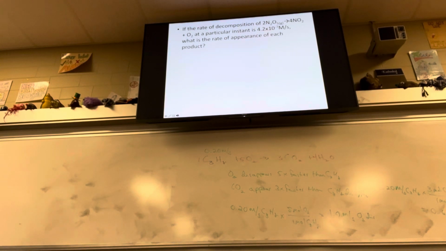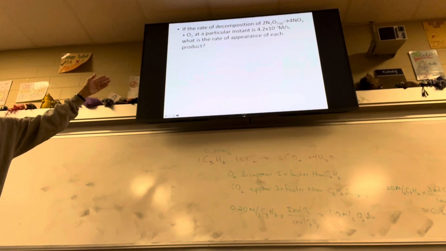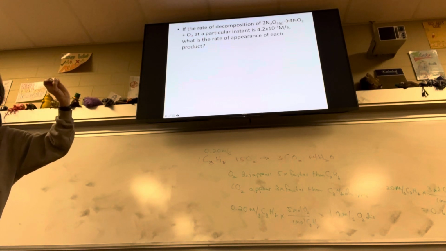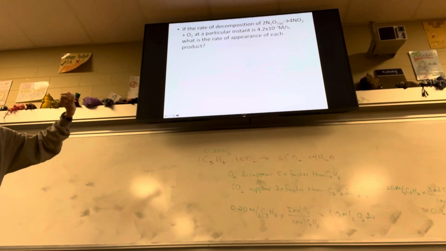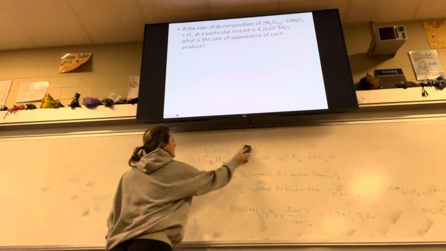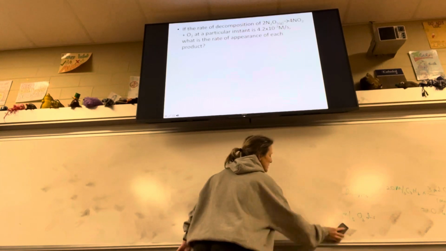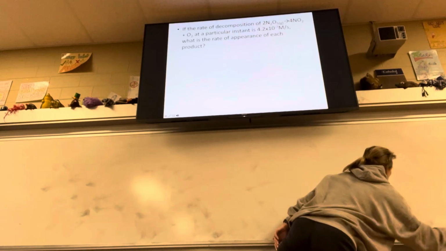So here we have decomposition of N2O5 forming NO2 and oxygen, and it has an instantaneous rate of 4.2 times 10 to the negative 7th molar per second. So that's for the N2O5, and we want to figure out at that instantaneous rate what would be the rate of the appearance of either product. We'll just do one product to save time. You just have to switch the mole ratio to do the other product.